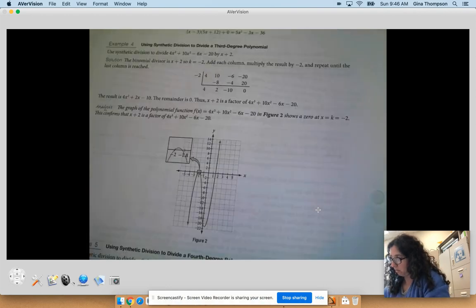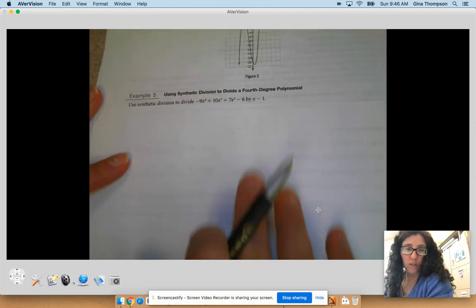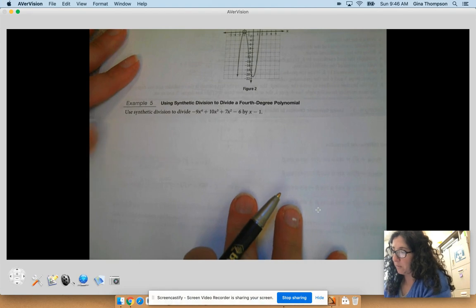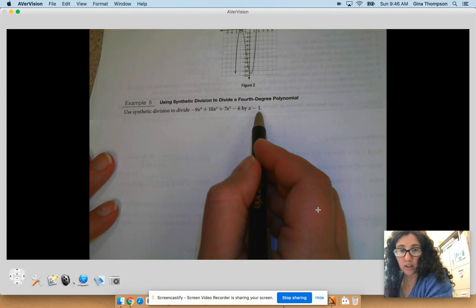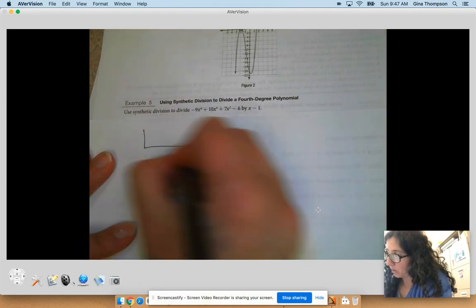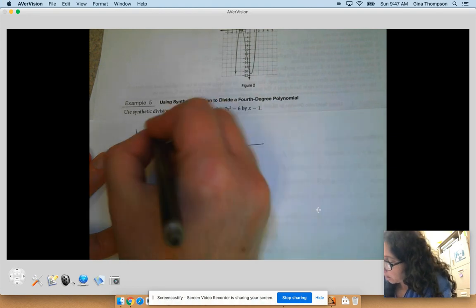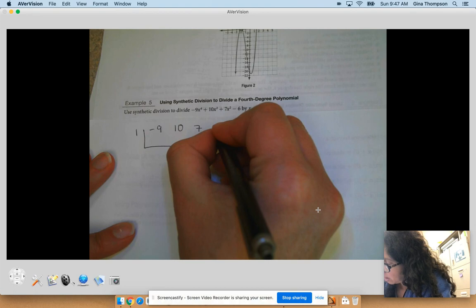Let's try this one. Use synthetic division to divide this by x minus 1. Is this the right form? Yep. It's just x plus or minus a number. So what's our box going to look like? This is x minus 1, so it's positive 1 there. And we'll have a minus 9, 10, 7.